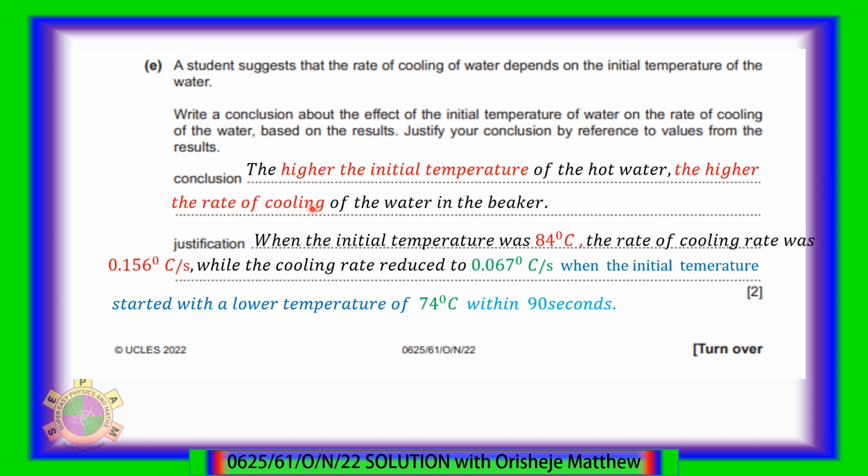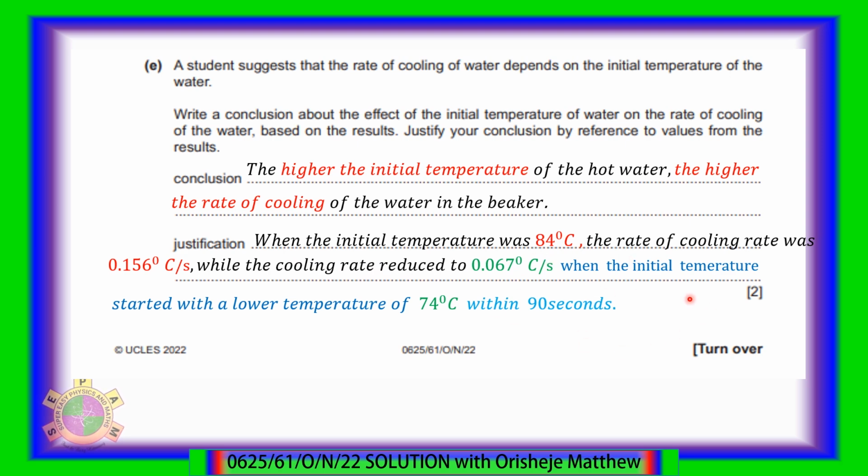So the higher the initial temperature of the hot water, the higher the rate of cooling of the water in the beaker. That is the trend of the data in this experiment. Then justification. When the initial temperature was 84 degrees Celsius, the rate of cooling was 0.156 degrees per second. What I decided to do here is calculate the rate of cooling for the same amount of time, that is for 90 seconds.